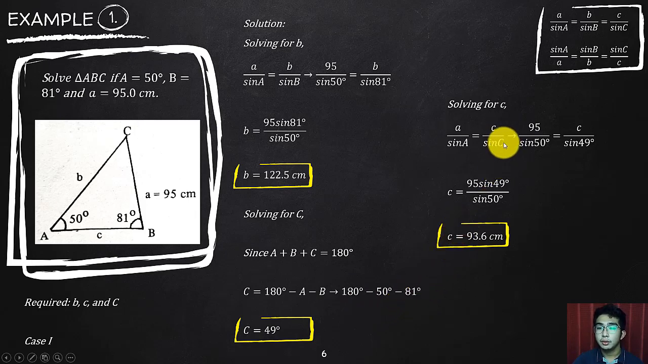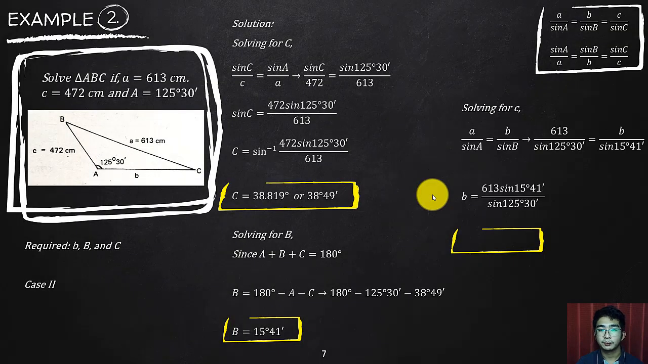Since we now have angle C, 49 degrees, we do the same with C as what we did with B, and fill in the missing values. So a over sine A, c over sine C. Your only unknown here is C, so cross multiplying, side C is equal to 95 sine 49 over sine 50 degrees. And that's how you solve oblique triangles using the law of sines. This is case 1, when you have two given angles and one side opposite. Any unknowns left? None. So that's it for this particular example.